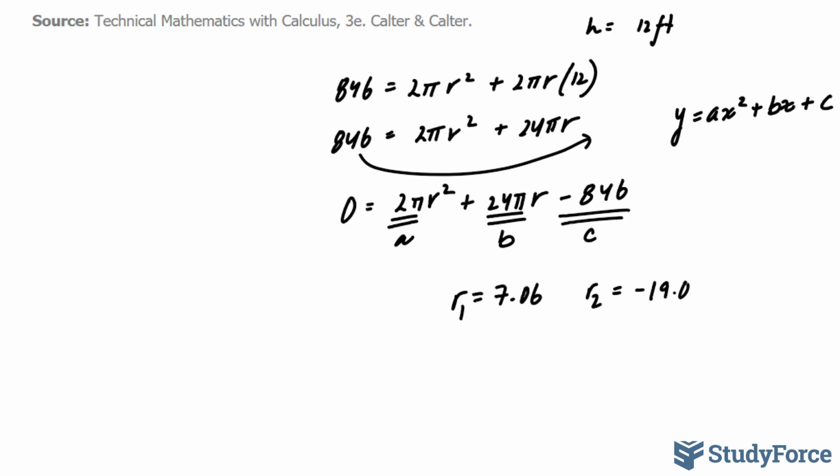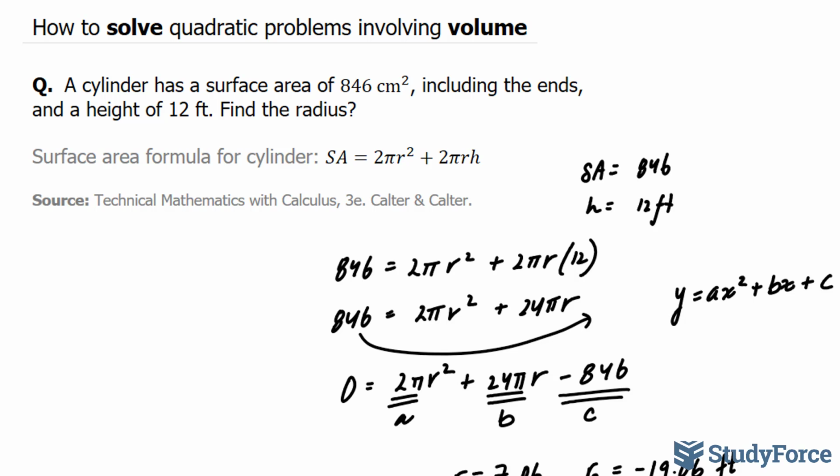Now, out of these two radii, which seems most plausible? Can you have negative 19.06 feet of a radius? Most likely not. So this right here is your solution. The radius for this particular cylinder is r is equal to 7.06 feet. And there you have it. That is how to solve quadratic problems involving volume.